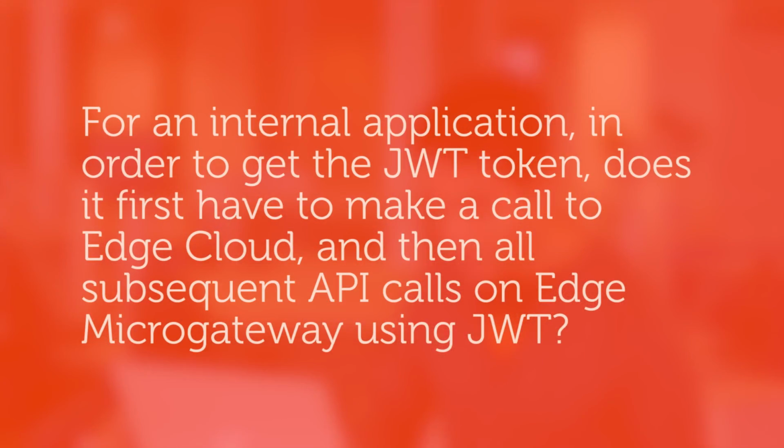For an internal application, in order to get the JWT token, it will have to make a call to Edge Cloud, right? Yes, you will have to make a call to Edge Cloud to get the API token or the JWT token, but you could proxy that call through Edge Micro Gateway as well, so that your consumer is only hitting one API hosted on one domain, not multiple domains. So there's a workaround for that. Again, if you run into some issues, feel free to open a ticket or ask a question on the community.apigee.com.